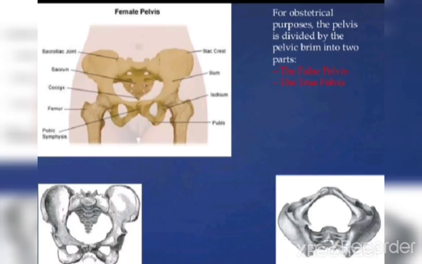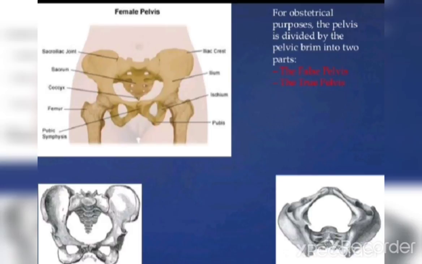Now, for obstetrical purposes, the pelvis is divided by the pelvic brim into two parts: the true pelvis and the false pelvis. As we have already done with this, the pelvis is divided into the true pelvis and the false pelvis.